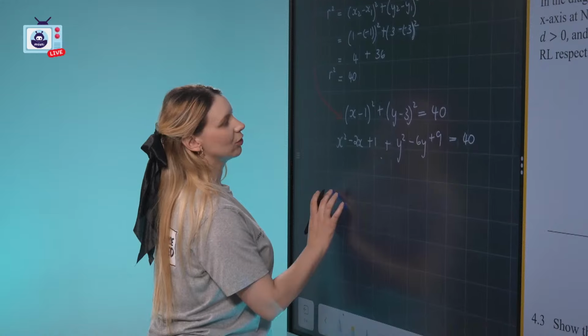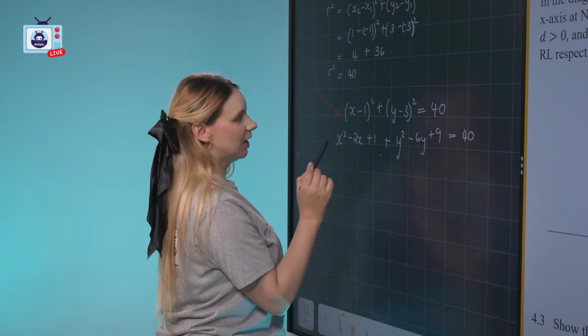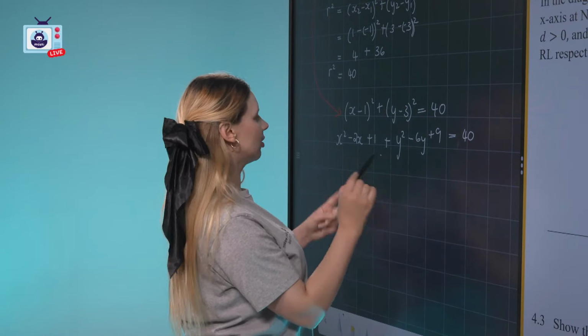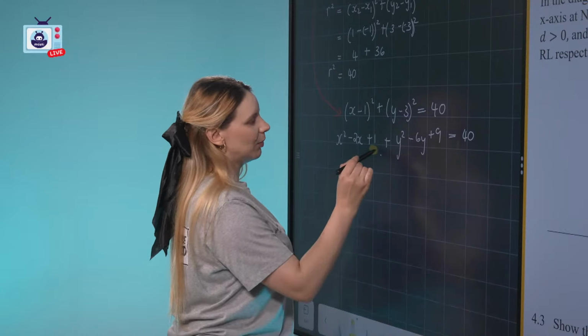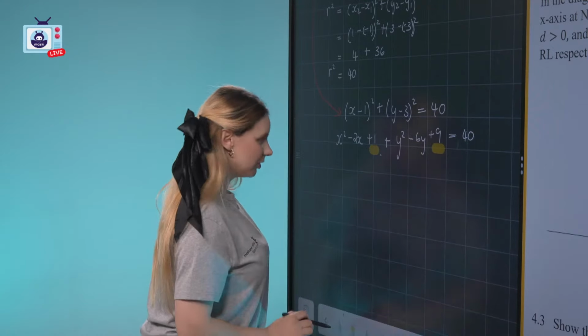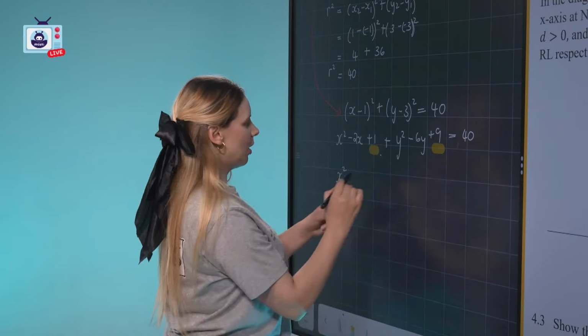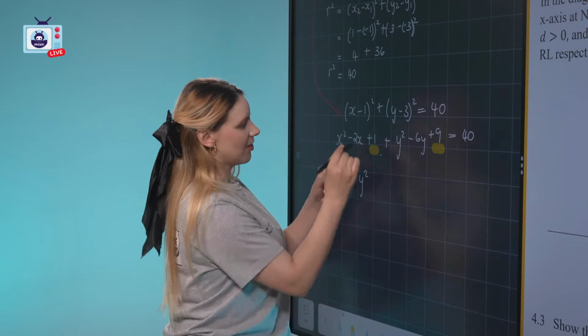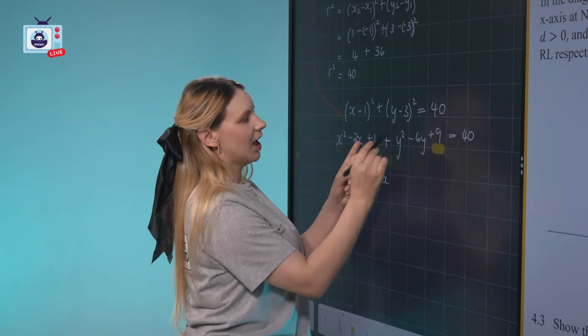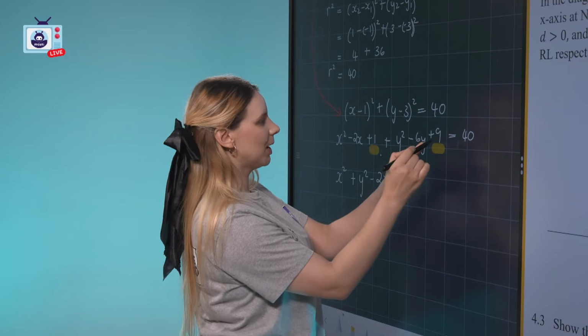Right, now we are going to simplify. We don't really have many like terms here besides the whole numbers over there. So I've got x squared. I'm going to see if I can write it the way they've written it, plus y squared. And then I've got minus 2x. And I've got positive 1 plus 9.